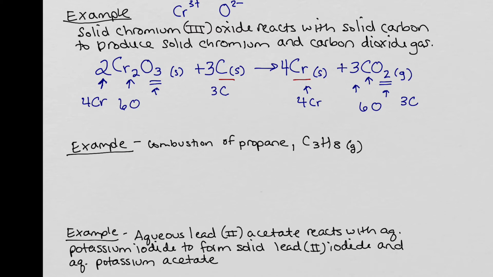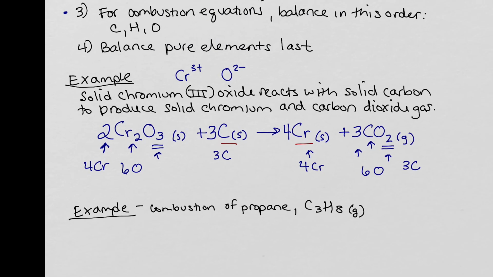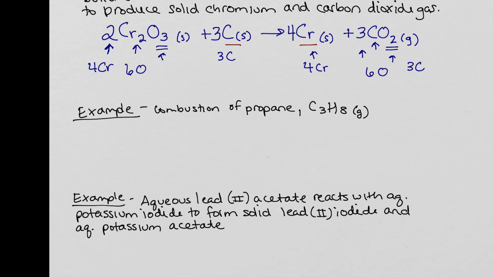But if you go about it in a different method, if you balance a different element first, that's totally okay. But generally for combustion, the easiest thing is to balance carbon first, then hydrogen, then oxygen. And you'll see that right here. All right, so first we have to write our skeletal equation. It says the combustion of propane, which is C3H8, and it's a gas. So C3H8, and it's a gas. And combustion means burning in air, in oxygen.